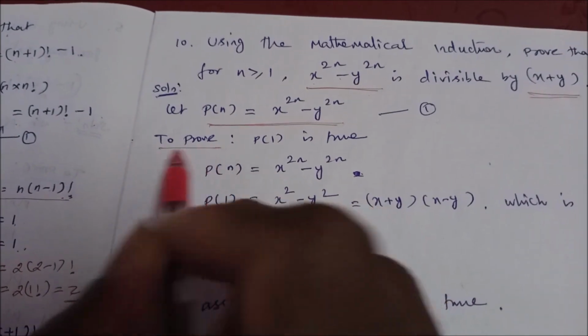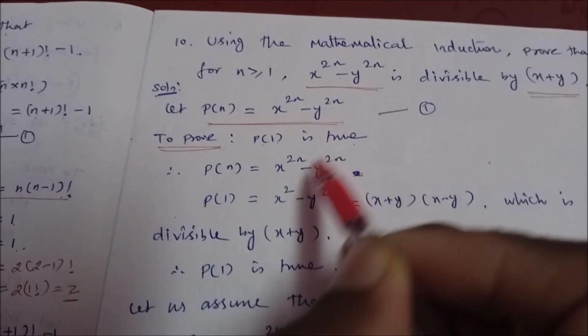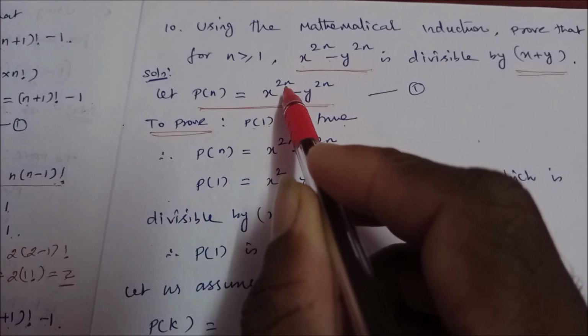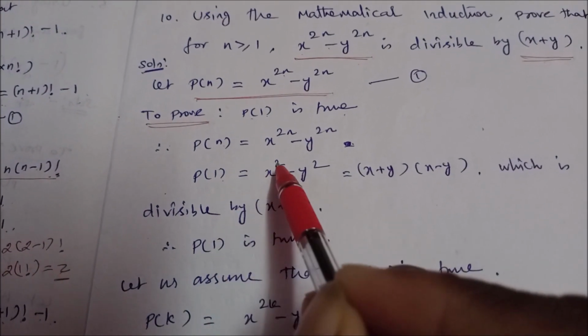To prove p of 1 is true, replace n by 1 in the given equation. So x square minus y square.